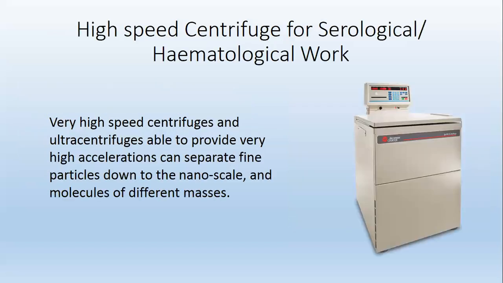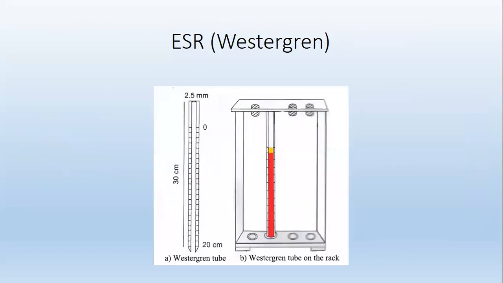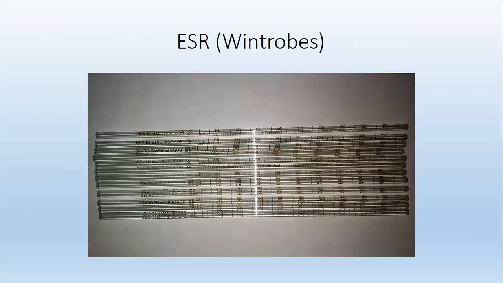Now, high-speed centrifuge for serological or hematological work. Very high-speed centrifuges and ultracentrifuges are able to provide very high acceleration and can separate fine particles down to the nanoscale and molecules of different masses. This is an ESR tube. This one is Westergren's tube, and it is used to measure ESR. This is Wintrobe tube.